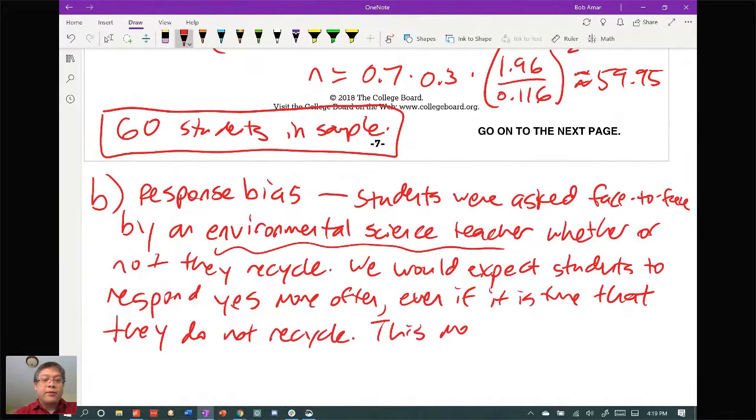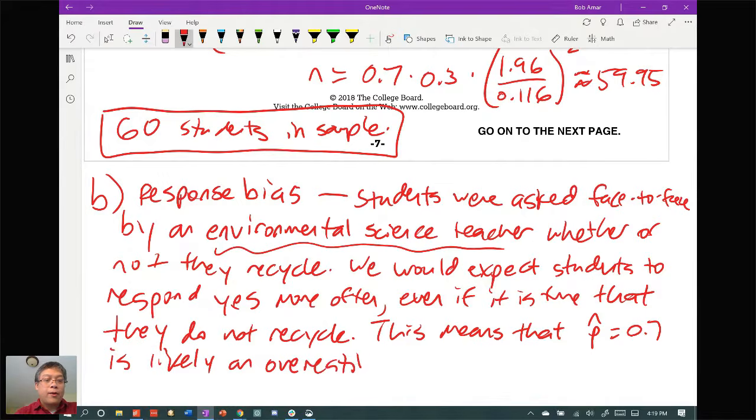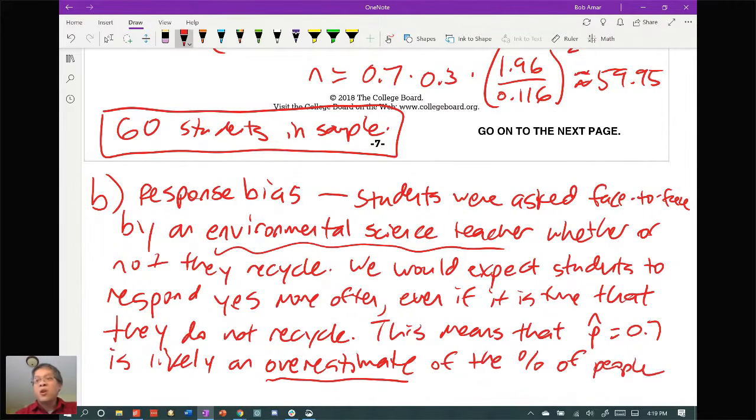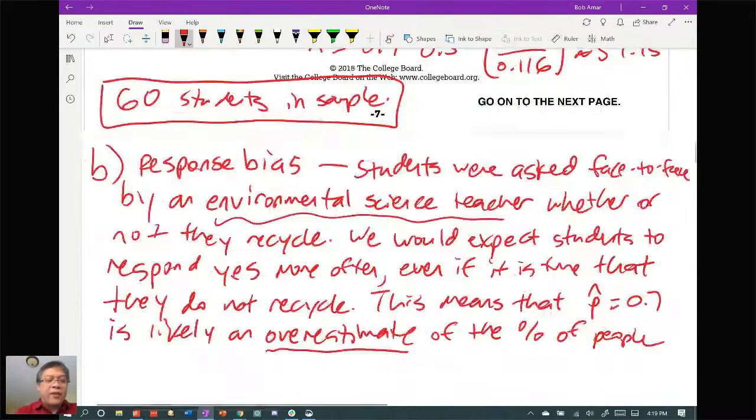This means that p hat, 0.7, is likely an overestimate of the percentage of people who would respond yes to the question. And I want to talk about that for just a second.